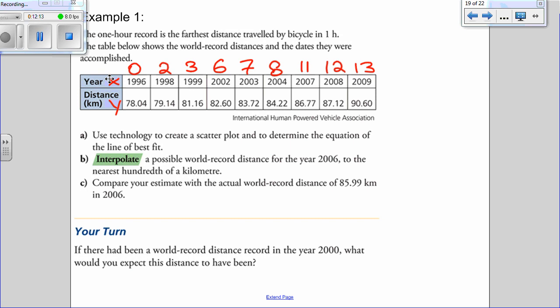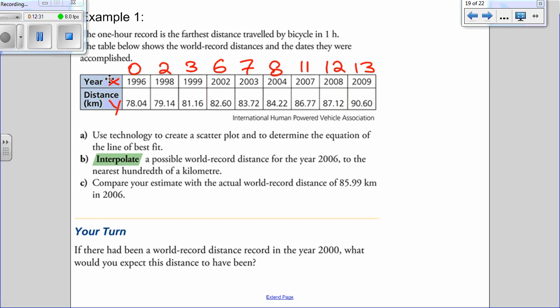Okay. Use technology to create a scatter plot to determine the equation of the line of best fit. We want to somehow turn this into an equation where we could use that equation to predict things. First thing you have to do, take this raw data, this table of values, and put it into your calculator to create a scatter plot.